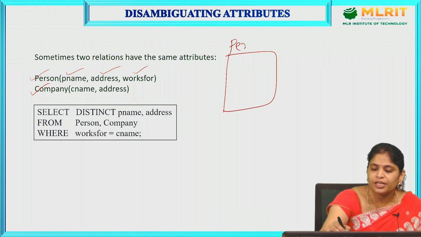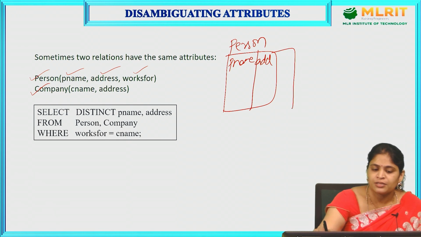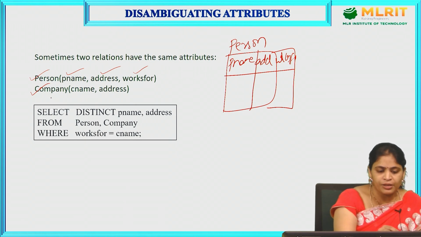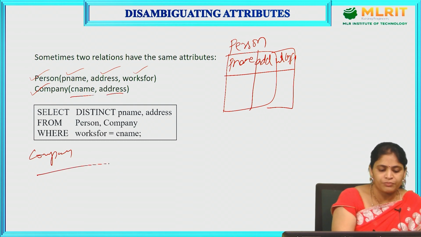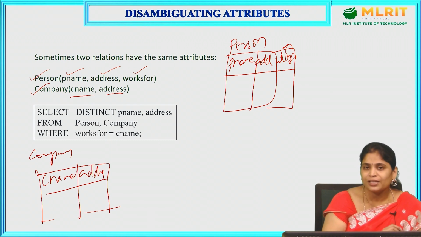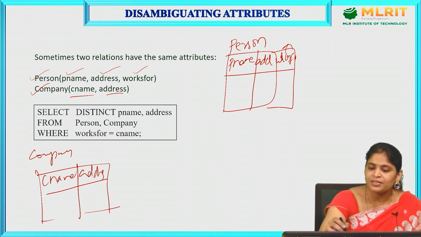This is the table for person, which consists of the attributes pname, address and works for. And let us consider another table, the company table, which contains the attributes CNAME, company name, and address.